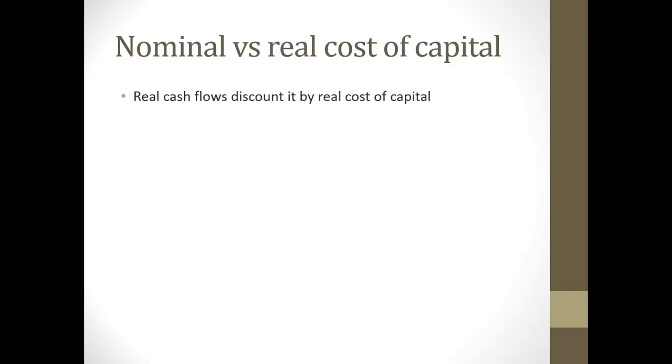The next part is we must compare the nominal versus real cost of capital because there is inflation. Now we know that the real rate of interest is 1 plus the nominal rate of interest divided by 1 plus inflation, minus 1. So if we use real cash flows, then we need to discount them by the real cost of capital. If we use nominal cash flows, we have to discount them by the nominal cost of capital.